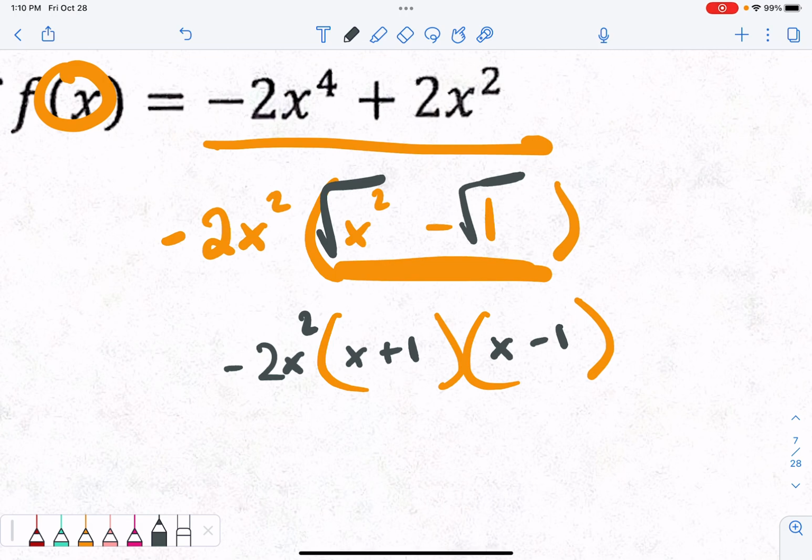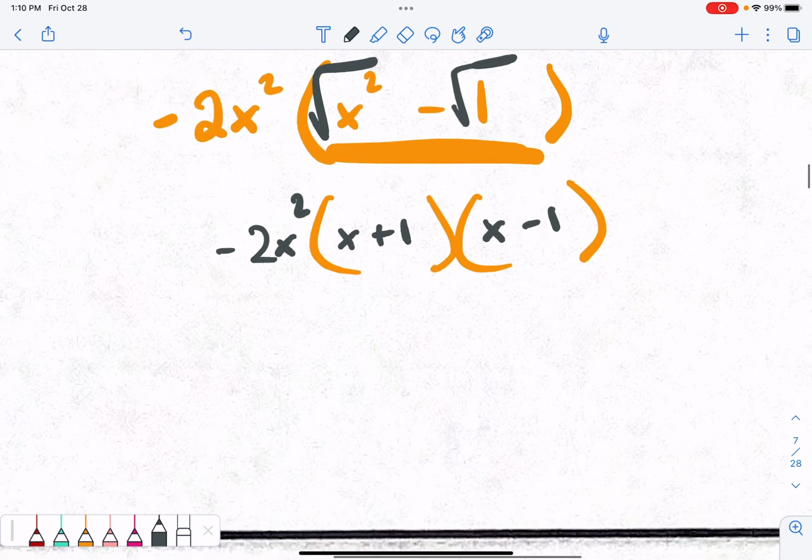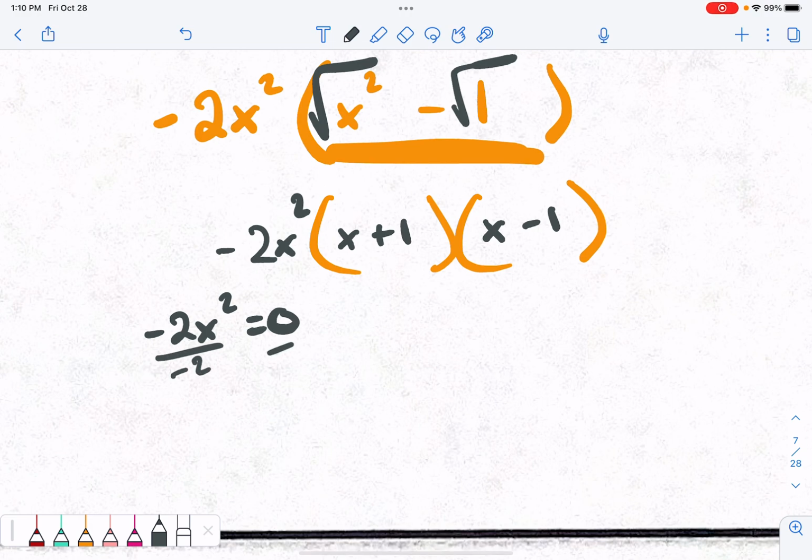Now that I've broken him down, what do I do? I set each piece equal to 0. So negative 2x squared equals 0, x plus 1 equals 0, and x minus 1 equals 0. If I do the negative 2x squared equals 0, divide by negative 2, x squared equals 0 divided by negative 2, which is 0. And the square root of 0 is still 0.